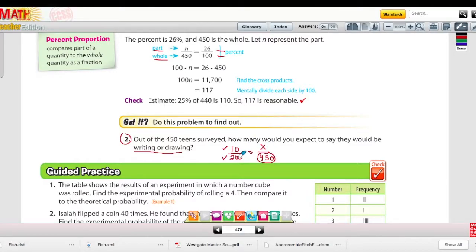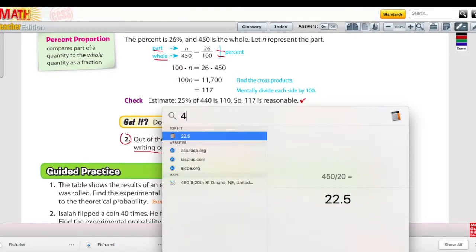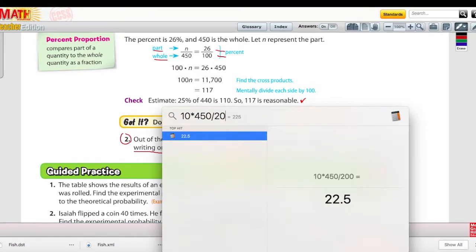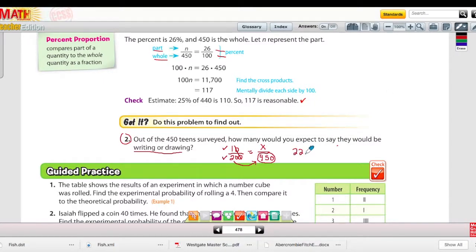Okay, remember that when you're solving proportions, you can do them with a calculator or you can do them mentally. In this case, if I cancel out a common 0 here, I see 20 to 450. And what I'm going to do is take 450 divided by 20 and get 22.5. I would have gotten the same answer if I would have taken 10 times 450 divided by 200, 22.5. And so it's asking for the percent that would like writing or drawing, and we would say that that's 22.5%.